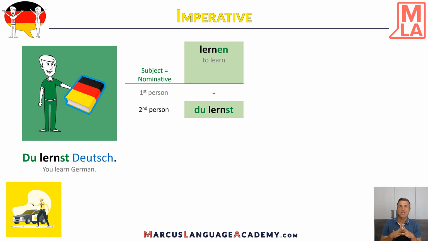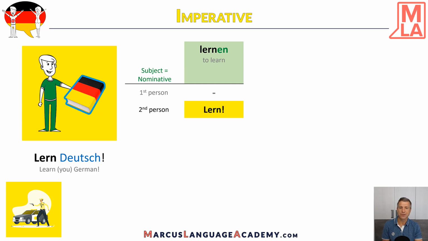So how can we change this sentence to imperative? Actually what happens here is that the du and the ending st disappear. And we have just lernen. Lernen Deutsch. Lernen, for you, lernen Deutsch. So learn German. So that's an imperative. Therefore, we have now the yellow background color to remember. Be careful. This is imperative and I use those colors in my courses. And to make it a little bit more friendly, we can add bitte. Lern bitte Deutsch. Learn please German. Most of the time the position of bitte is after the verb. So lern bitte Deutsch.